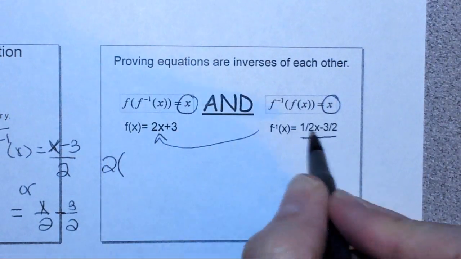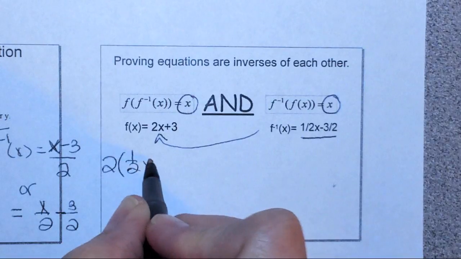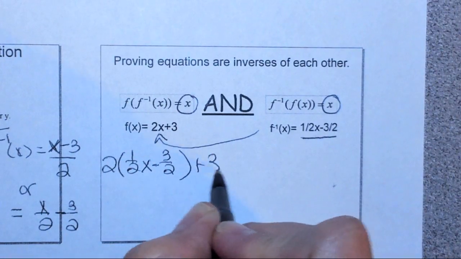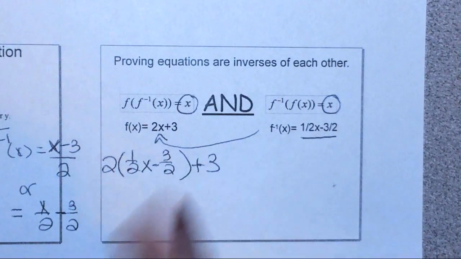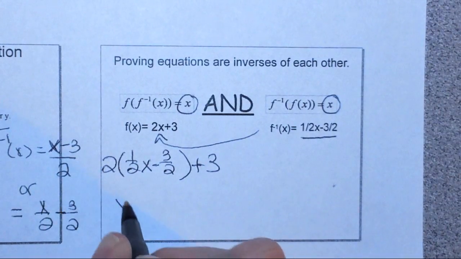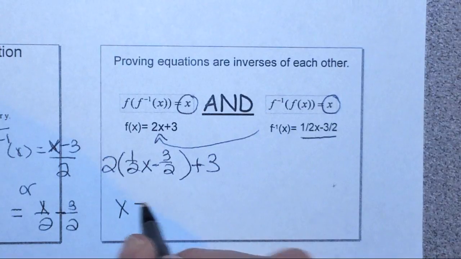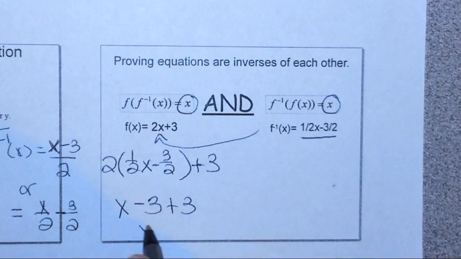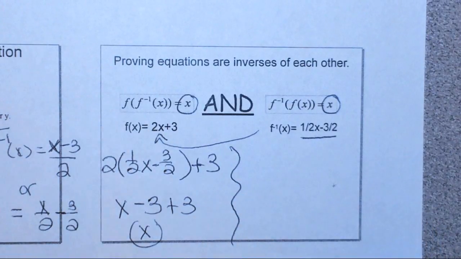So 2 parentheses 1/2 x minus 3/2 plus 3. So I'm going to distribute. 2 times 1/2 is 1x. 2 times negative 3/2 is negative 3 plus 3. These 3's will cancel, and I'm left with an x.